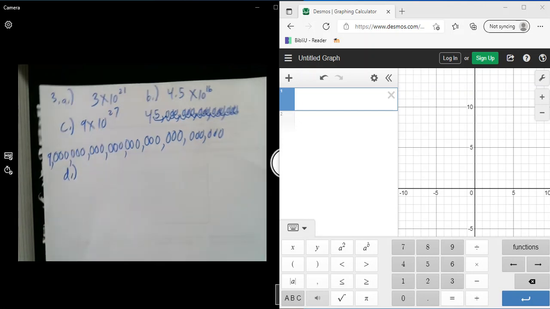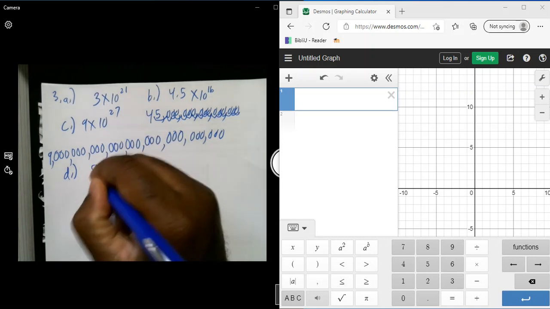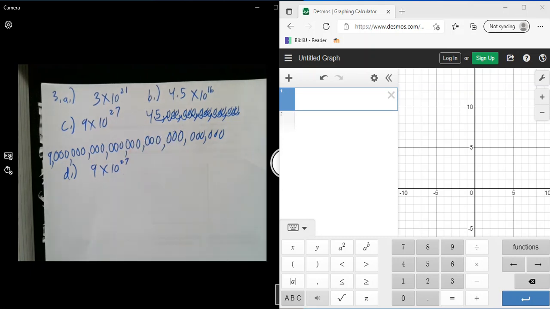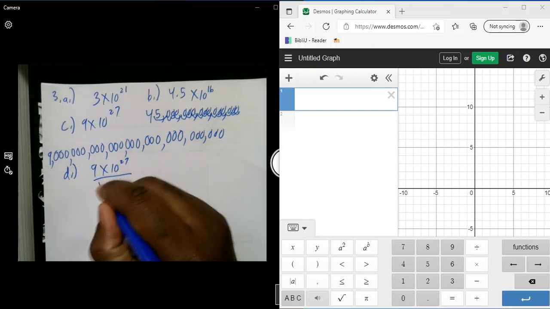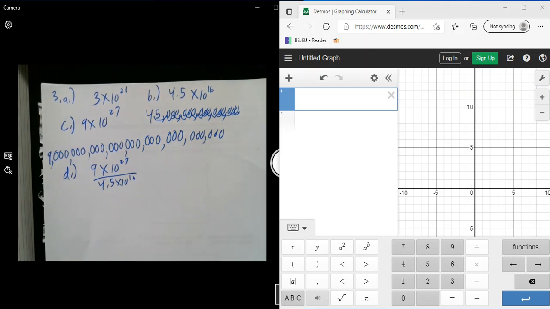Okay, now we go to D here. Now with D, it says use scientific notation to divide 9 octillion, which is from C, which is 9 times 10 to the 27th power, by 45 quadrillion, which is what we had here for B. So it'll be 4.5 times 10 to the 16th power. Now you have a couple ways you could do this. We could use Desmos. Yeah, let's try Desmos.